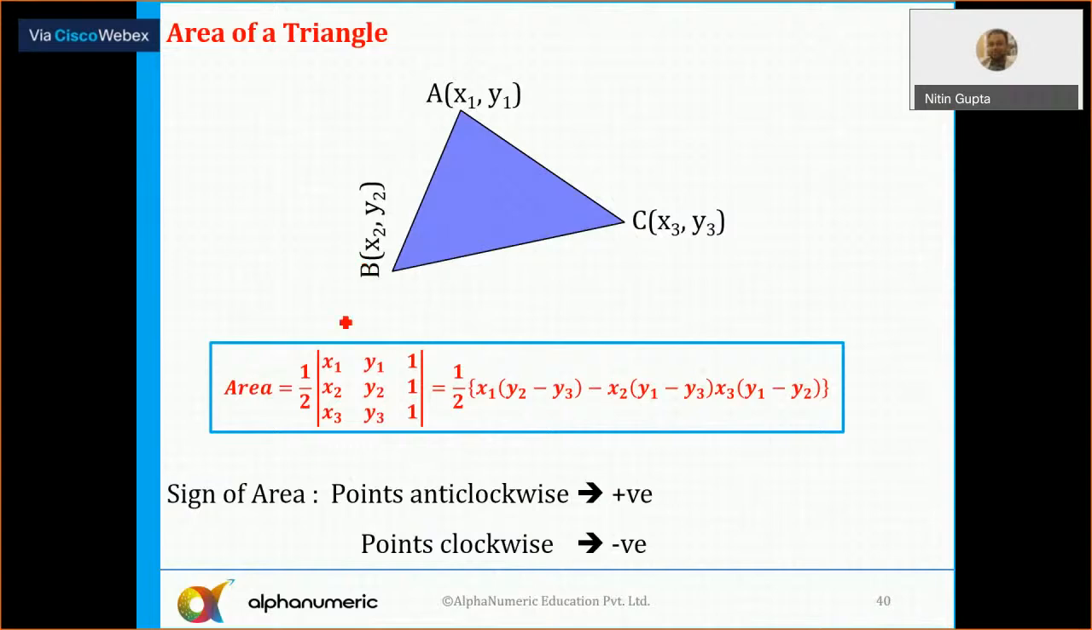So area of a triangle, if all the three coordinates are given, you can remember only one formula, that is half of determinant of x1, y1, and so on. So this is the formula for area of a triangle.